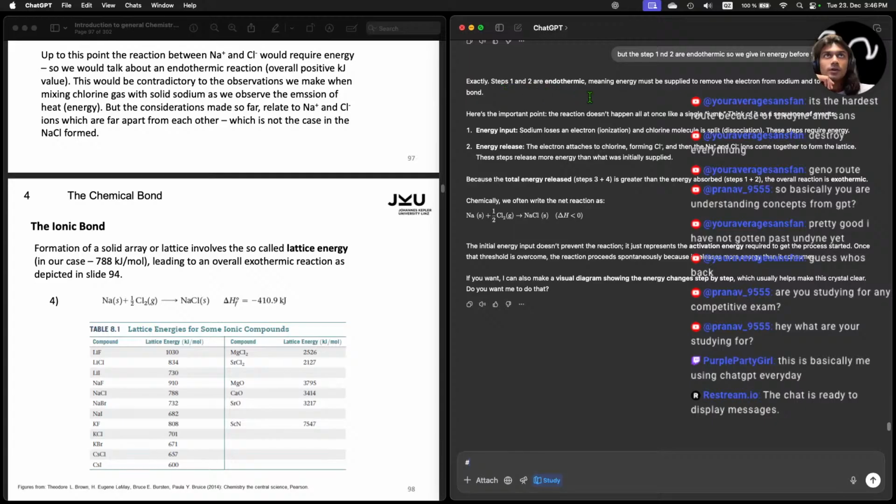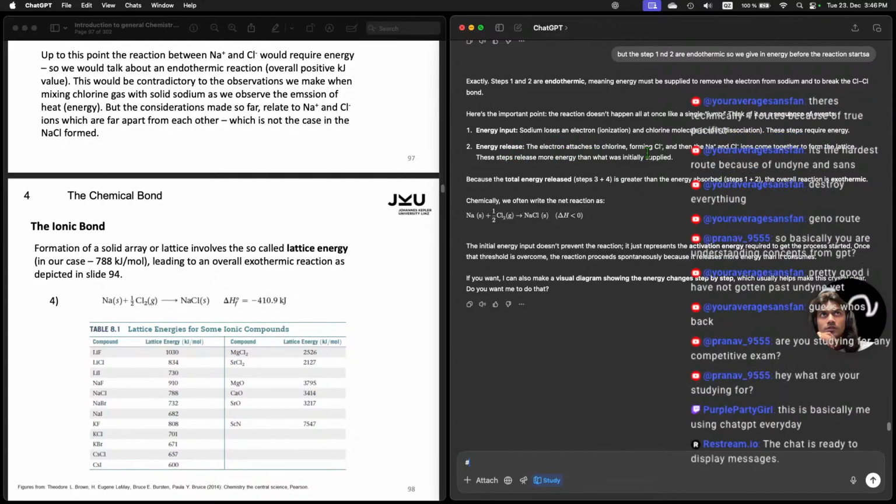Step two is endothermic, meaning energy must be supplied to remove the electron. Okay, sodium. Here are the important points. A reaction doesn't happen like a single jump. Think of it like a sequence of events. Energy input: sodium loses an electron, and the chlorine molecule is split. These steps require energy. The electron attaches to chlorine, and because total energy... I get it, but how does the reaction start?